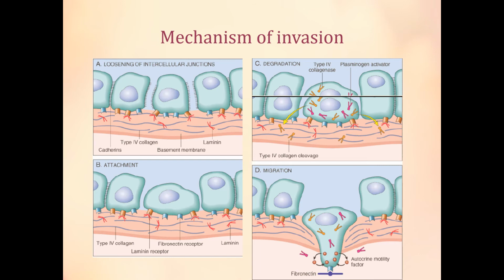At the first stage of invasion, tumor cells are separated from each other. E-cadherin, the protein which provides intercellular adhesion, is known to be a transmembrane protein.